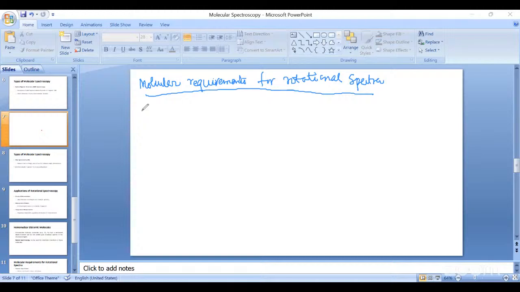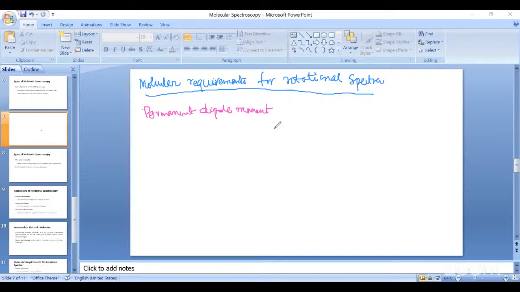The basic requirement for emission or absorption of radiation by transition between rotational energy states is that the molecule must have a permanent dipole moment. If we don't have a permanent dipole moment, then we don't observe the rotational spectra. According to classical electrodynamics, a rotating molecule can lead to emission of radiation, which provides a changing dipole moment associated with the molecule.